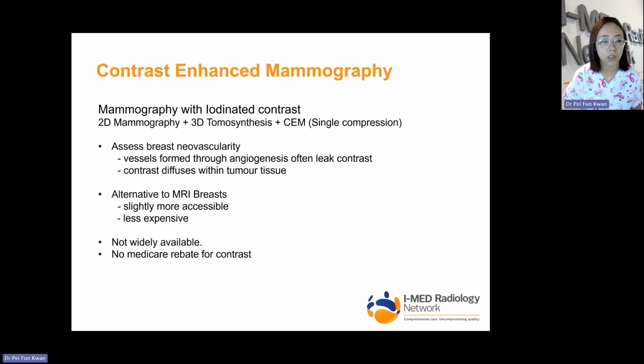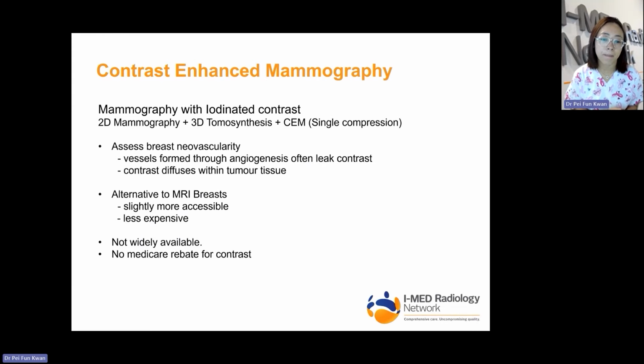It is a good alternative to MRI breast. It is slightly more accessible. However, it is not widely available throughout the country. It is less expensive compared to MRI breast, and there is currently no Medicare rebate for contrast-enhanced mammogram.